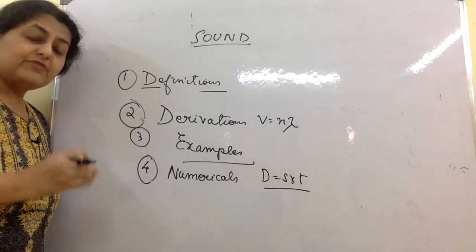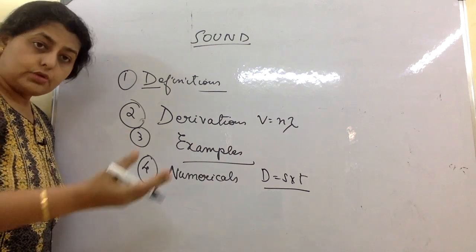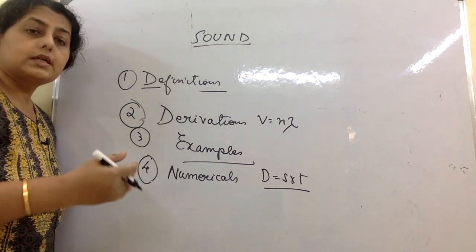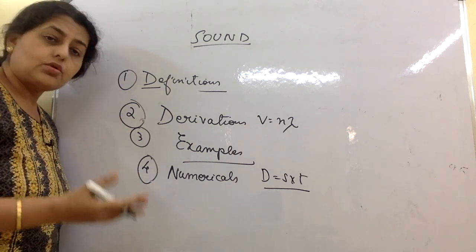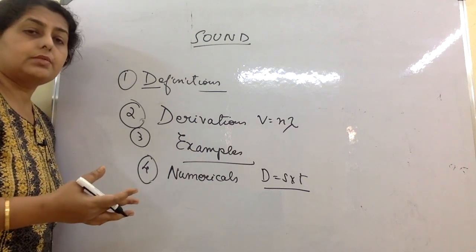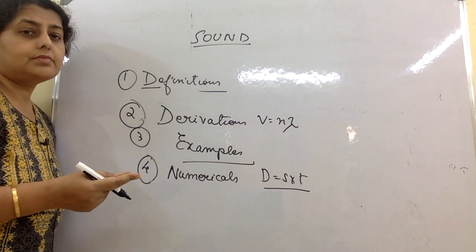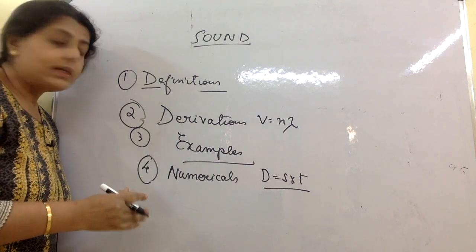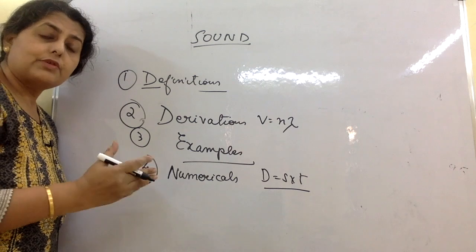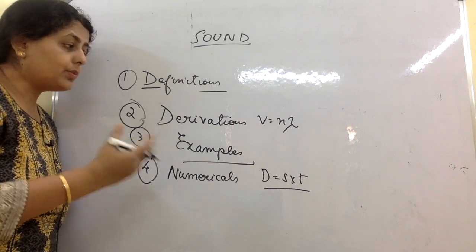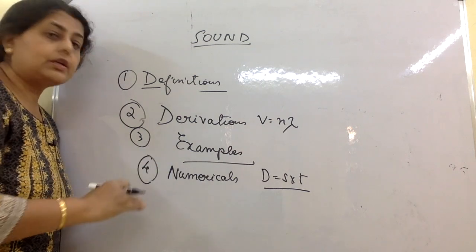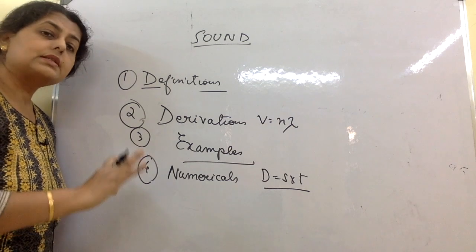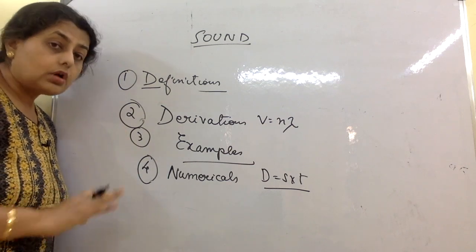One thing I want to remind you all here, where you go wrong in numericals: echo doesn't always mean that the distance becomes 2d in every sum. Some students, the moment echo comes, will take the distance as 2d. It is not necessary.